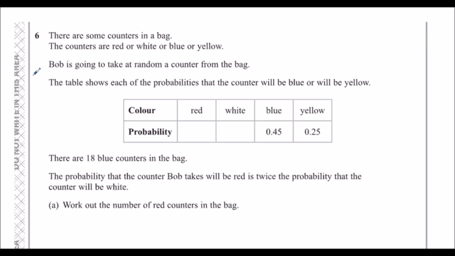There are some counters in a bag. The counters are red, or white, or blue, or yellow. Bob is going to take, at random, a counter from the bag, and we've got a table showing us the probabilities that the counter will be blue or yellow. We don't know red yet, or white. There are 18 blue counters in the bag, and the probability we take red is twice the probability of white. So if white is x, red is 2x. Work out the number of red counters in the bag.